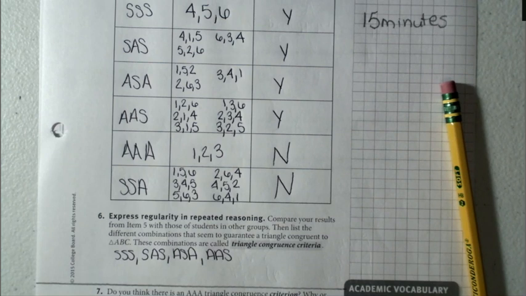So what I have come to learn is that there are 4 triangle congruence criteria that work. Side, side, side; side, angle, side; angle, side, angle; and angle, angle, side. On to your debriefing question.